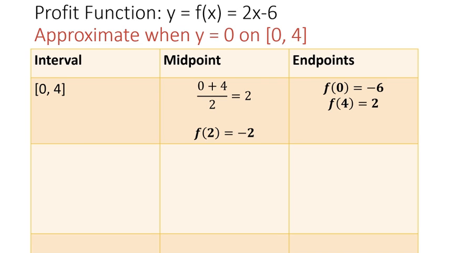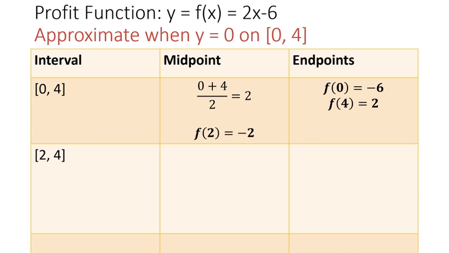So when we tried our midpoint, we didn't get 0. So now we need to pick a smaller interval that ranges from a negative number to a positive number. As we can see, when x equals 2, we have a negative number, and when x equals 4, we have a positive number. So now we can try from 2 to 4, which is a smaller interval.